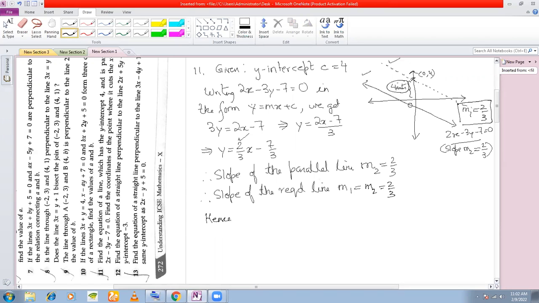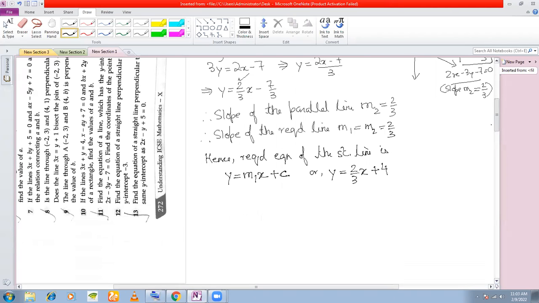Hence, the required equation of the straight line is y is equal to mx, m1x, because the slope of the dotted line is m1, right? m1x plus c, isn't it? The y-intercept. Or y is equal to, put the value of m1, 2 by 3 x, and the y-intercept is plus 4 units. So this is the required line.